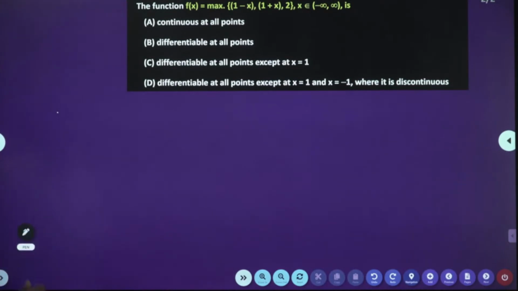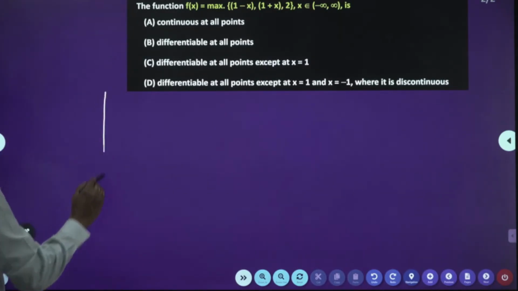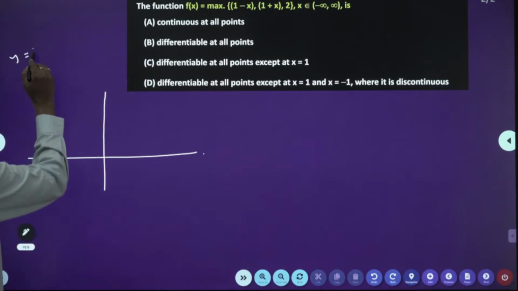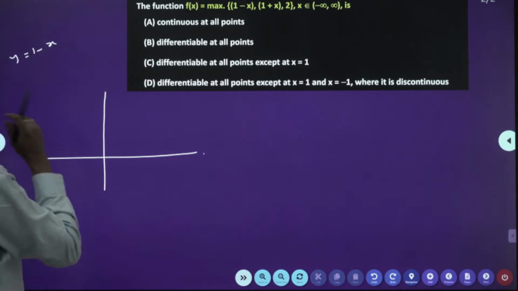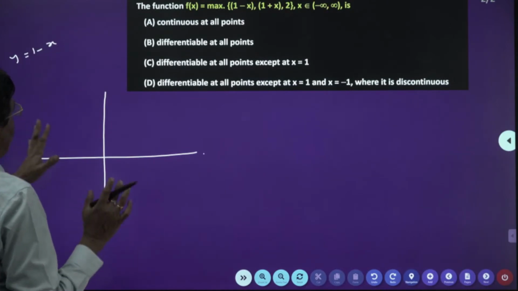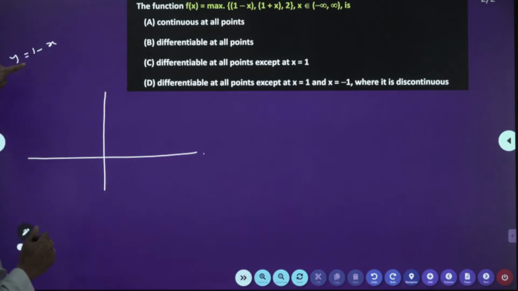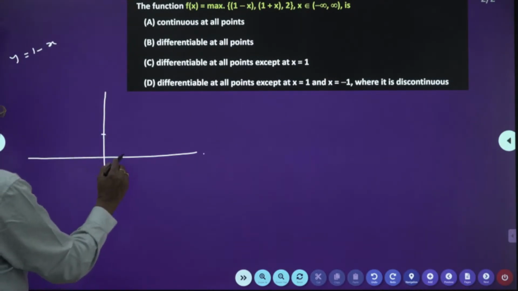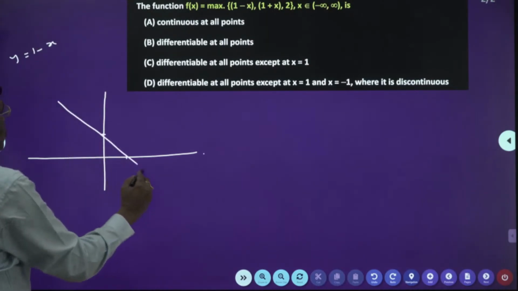So here the function f of x is the maximum of 1 minus x and the others. So let's draw the graph of that. Some of you may have some difficulties with this kind of problem, so listen carefully. Simple, very basic. y is equal to 1 minus x. If you put x equal to 0, you get y is equal to 1, and if you put y equal to 0, you get x equal to 1. Therefore this line comes like this.